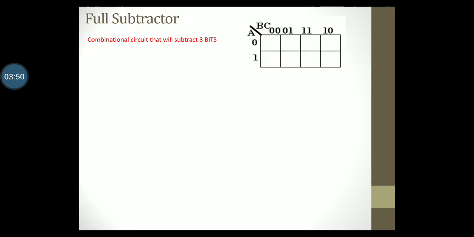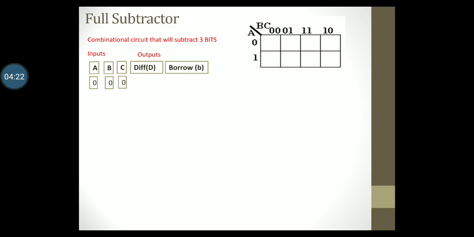A combinational circuit that will subtract 3 bits is called a full subtractor. Let us learn how to design it. The first step of the design is to make a truth table. The truth table is made up of inputs and outputs. A full subtractor will have 3 bits as inputs. Let us name those 3 bits as A, B and C. And the outputs will obviously be difference and borrow.